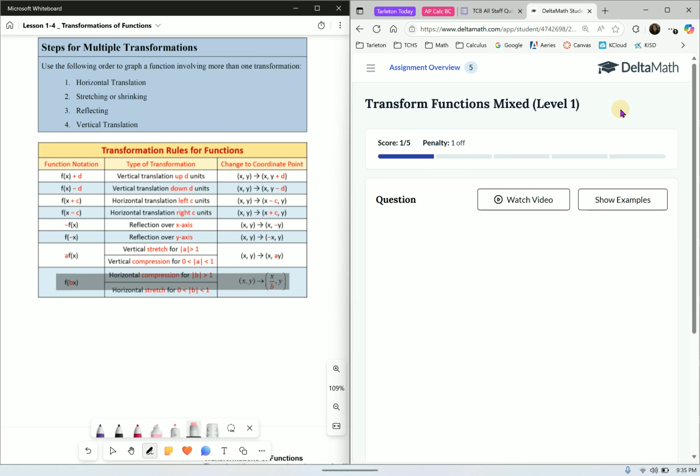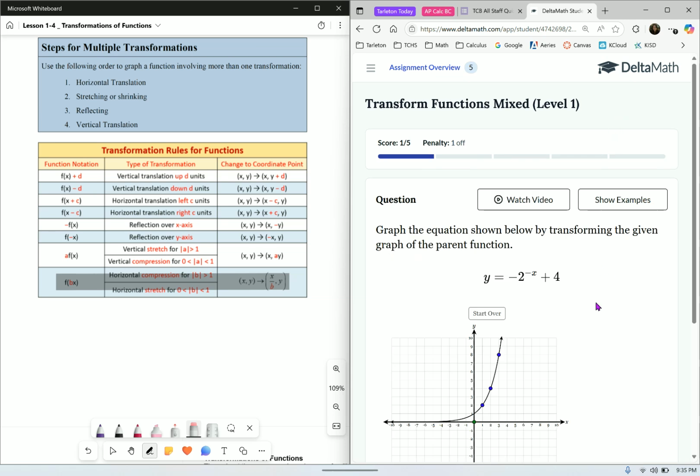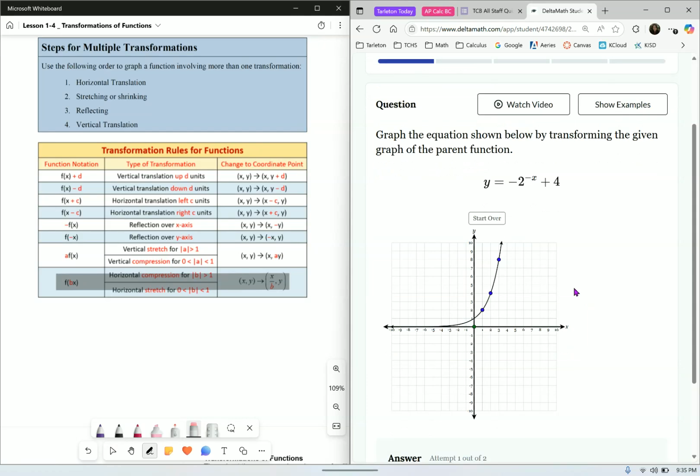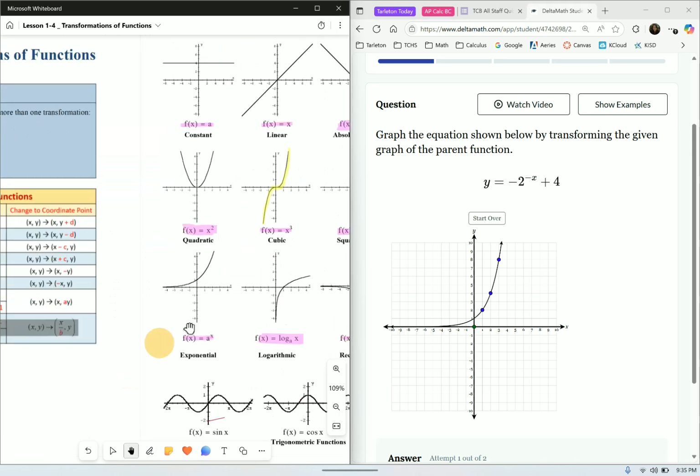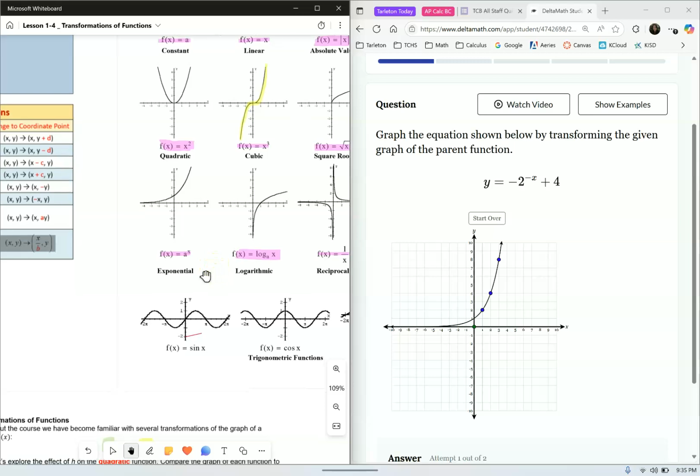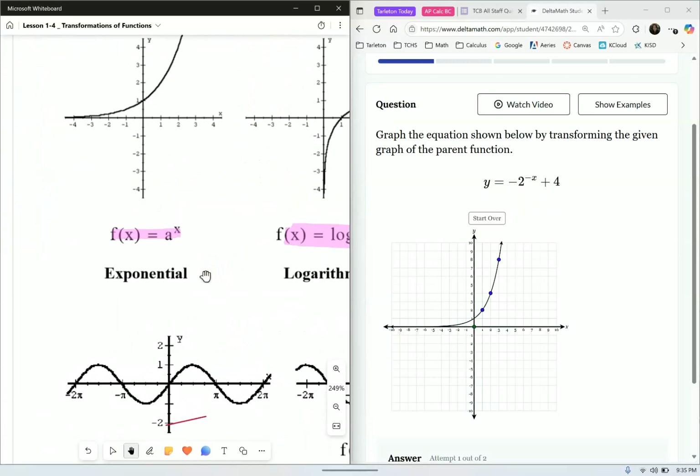Let's see if there was one that's less than that straightforward. Okay, this is a good one that people get confused on. So this equation comes from the exponential equation. Let me show it to you over here on the parent functions. So exponential is this one right here. So do you see this one right here?